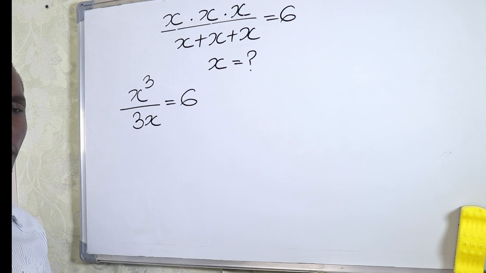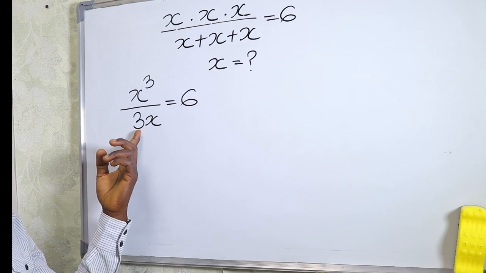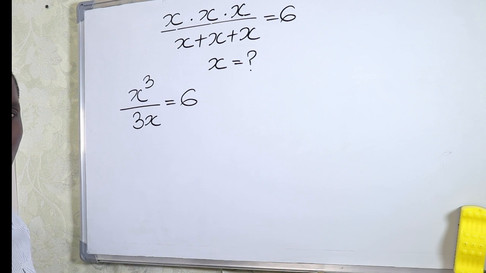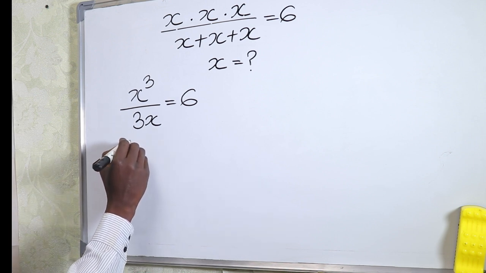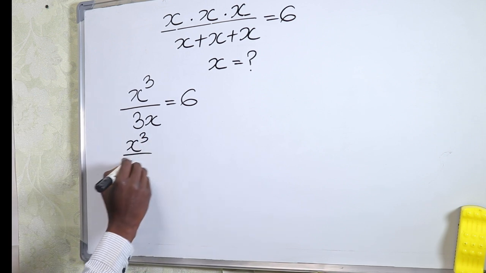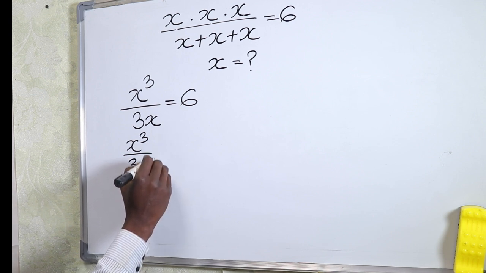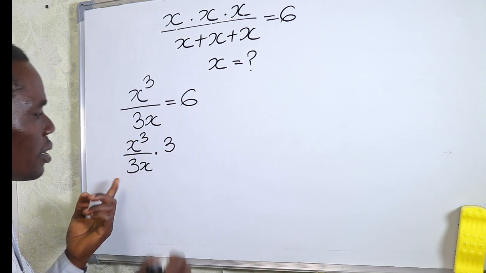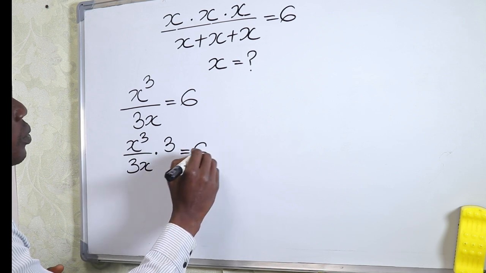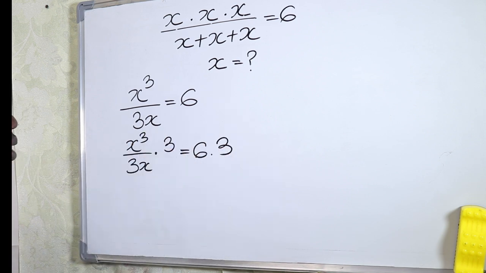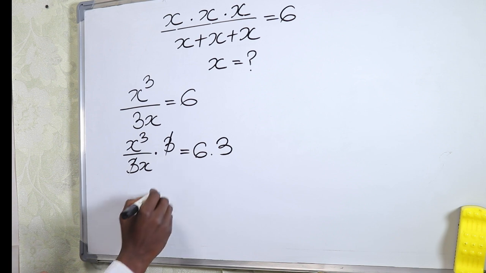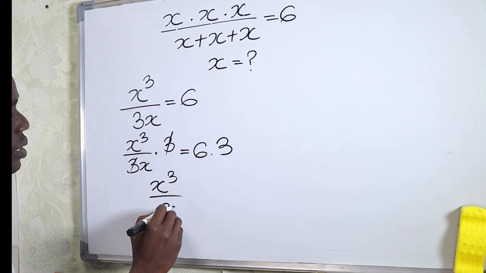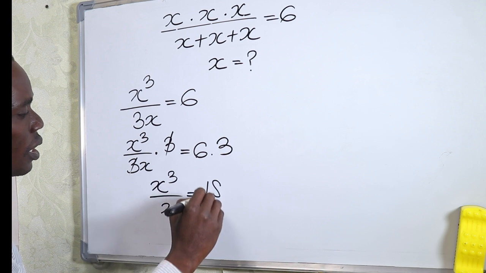So what do we do from here? In order for us to clear out this 3, all we simply need to do is to multiply both sides by 3. So if we multiply here, x to the power of 3 divided by 3x multiplied by 3, we can clear out this 3, and this will be equal to 6 multiplied by 3. Once 3 clears out 3, we will have x to the power of 3 divided by x equal to 18.